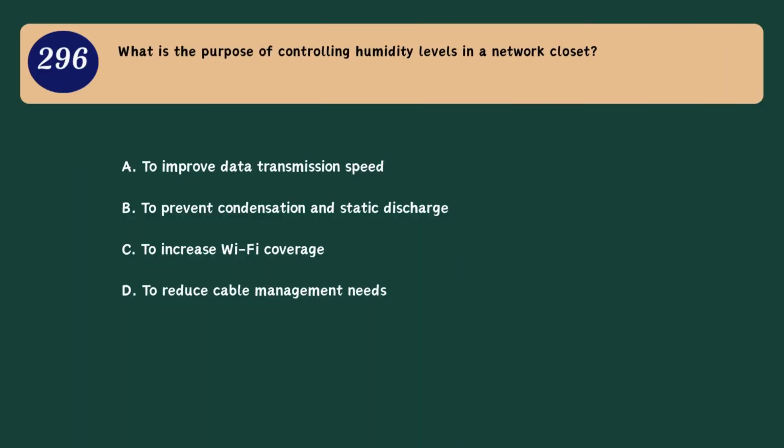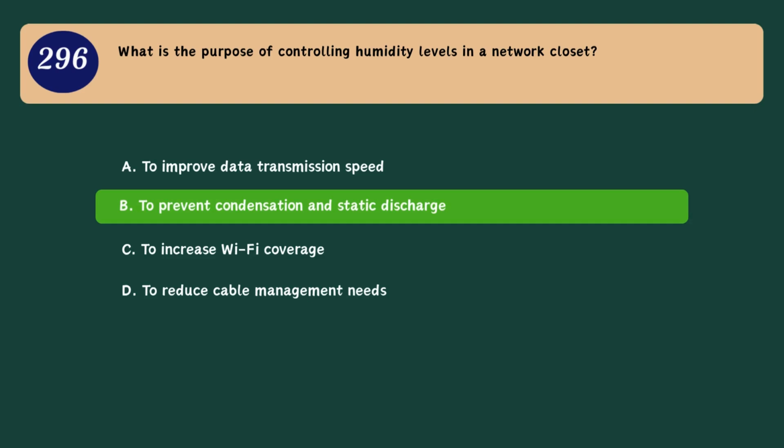Question 296. What is the purpose of controlling humidity levels in a network closet? A. To improve data transmission speed. B. To prevent condensation and static discharge. C. To increase Wi-Fi coverage. D. To reduce cable management needs.